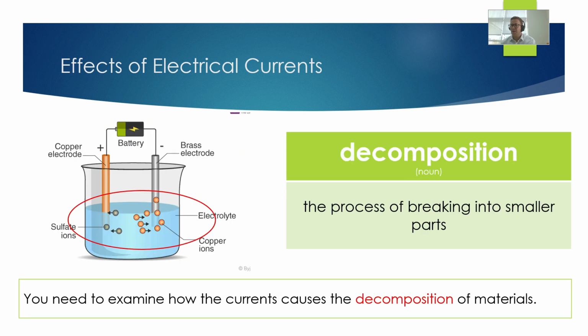Decomposition. The process of breaking into smaller parts. So using the chemical effect picture earlier, you can see that things are coming off these pieces of metal. This is decomposition. For example, you need to examine how the current causes the decomposition of materials.